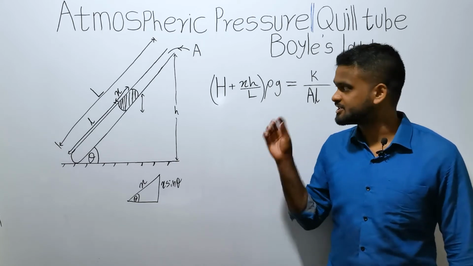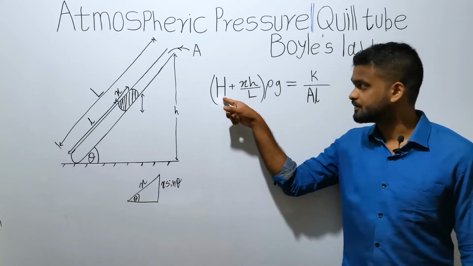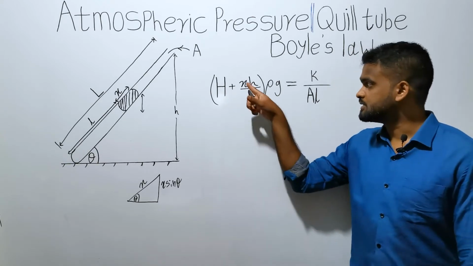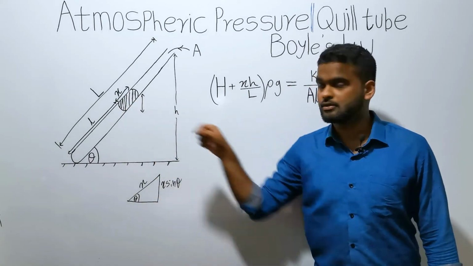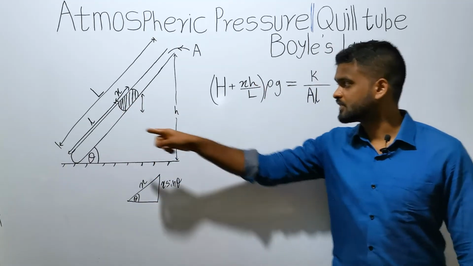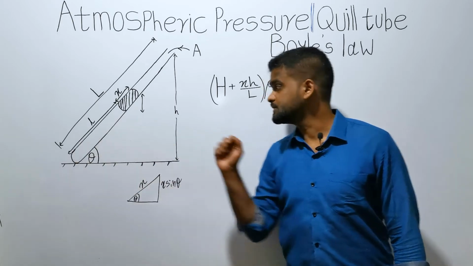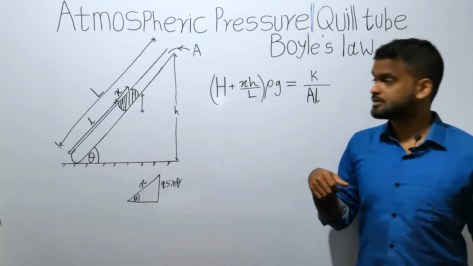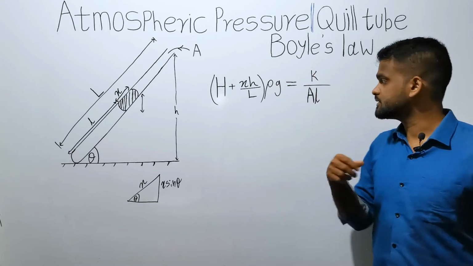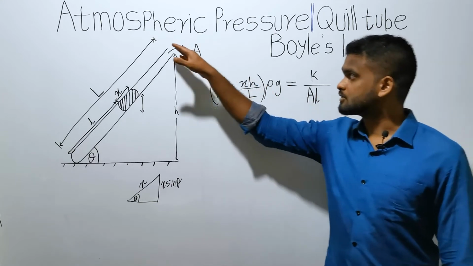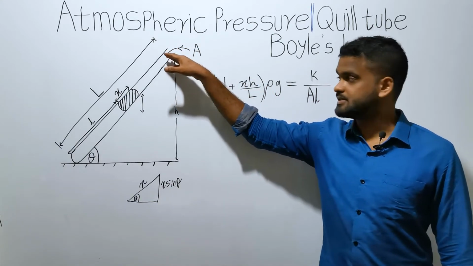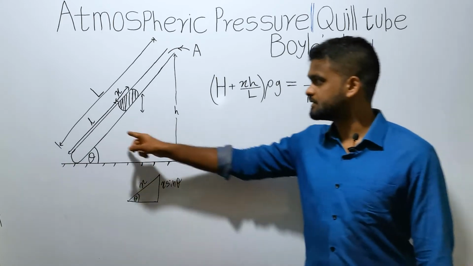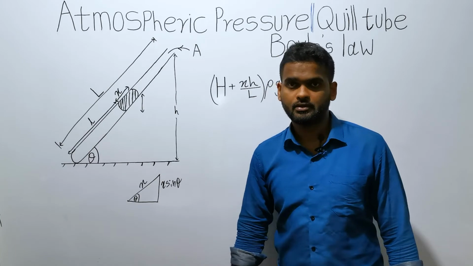If I remind you of the terms of the equation: capital H is the atmospheric pressure in mercury centimeters, simple x is the length of the mercury column, simple h is the height to the top of the tube, rho is the density of mercury, g is the gravitational acceleration, K is just a constant, capital A is the internal cross-sectional area of the Quill tube, and simple l is the length of the trapped air column.